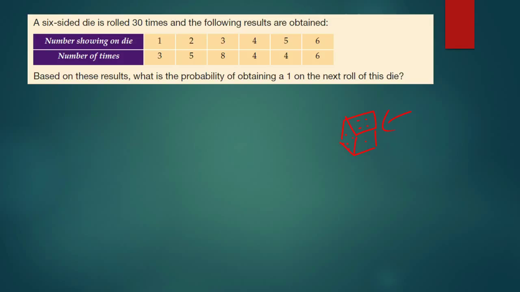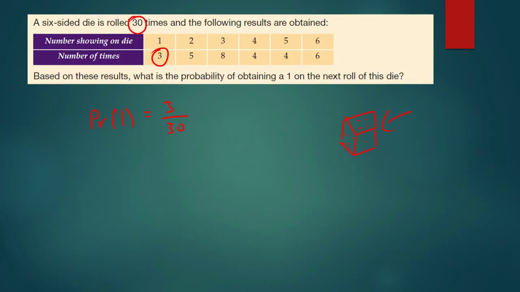Now, it says here, based on the results, what is the probability of obtaining a 1 on the next roll? If we want a 1 to show up, we know that it's shown up 3 times out of 30. So our probability of a 1 showing up is then equal to 3 over 30.